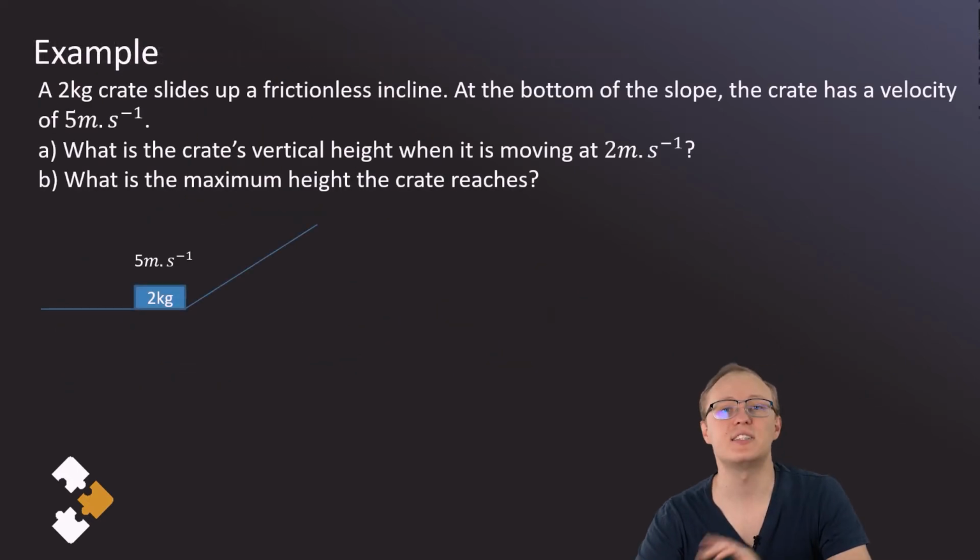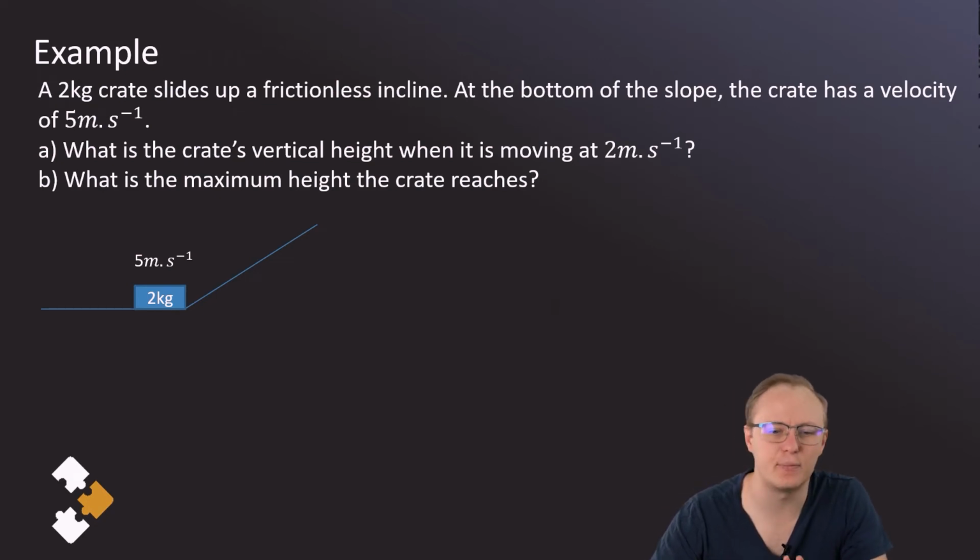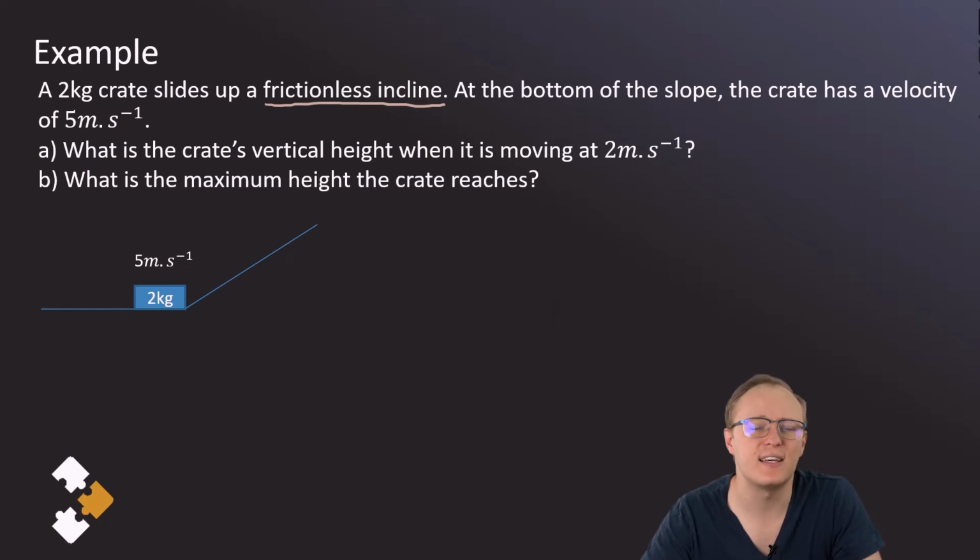Okay, so let's look at an example of how to apply this. So we've got a 2 kilogram crate and it slides up a frictionless incline. Now here, there's some clues, right? So when they say things like frictionless incline or smooth incline or something like that, they're trying to communicate something to us.